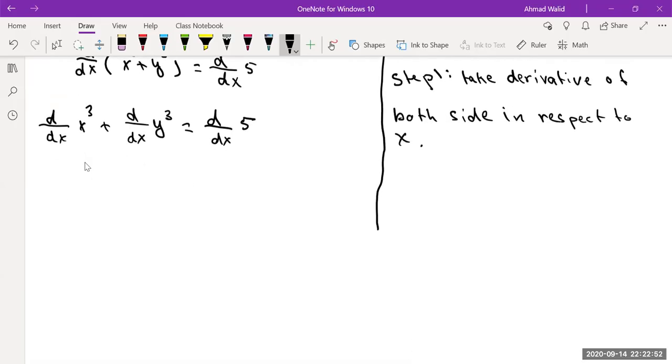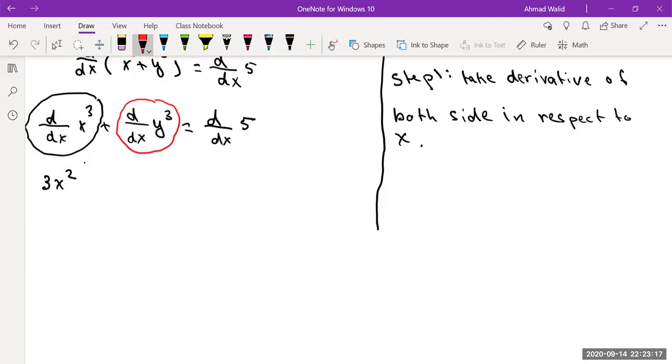Now, look at this equation. The first part, no problem. I know what is d over dx of x cubed. It gives me 3x squared. Hopefully, if you do your homework, you have enough practice to know what is the derivative of x cubed. Second part, d over dx of y cubed.